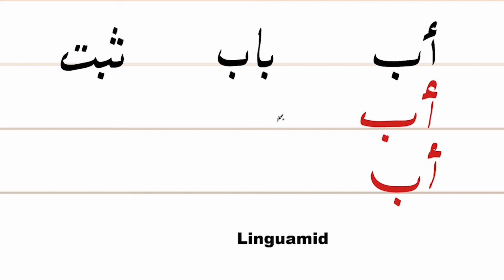Then let's write the next word, which is Bab, door. Okay, here the Ba comes at the beginning of the word, so it has a beginning form, and then it's followed by the Alif, and then it has the last letter, which is Ba as well, the same as in Ab here, and that's how we write it. Let's write it again. So Ba in the beginning form, or the starting form, and then the Alif, and then the Ba at the end, like this.